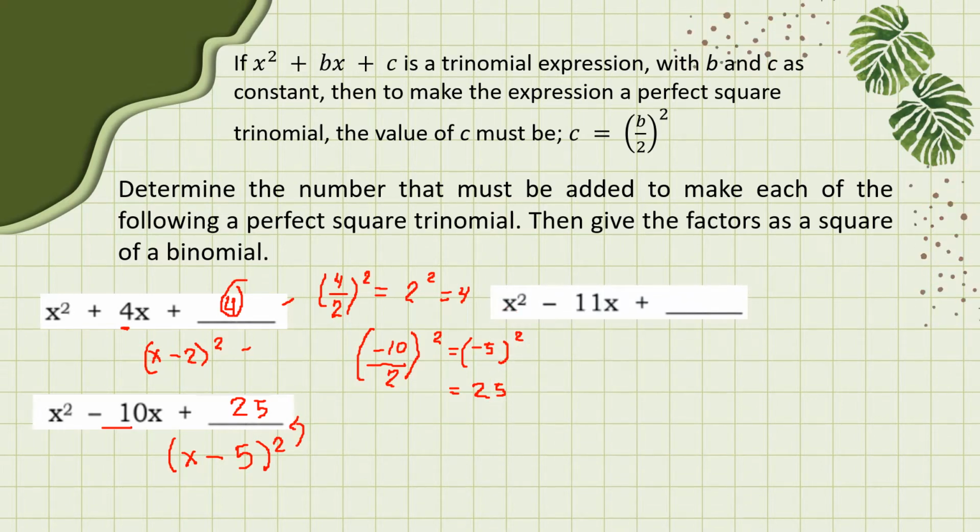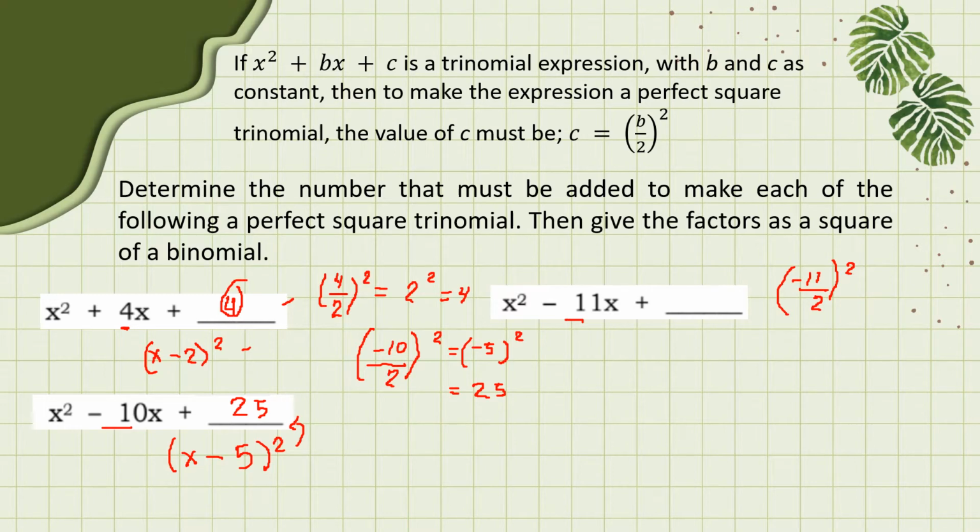Another example. What if ang given natin ay x squared minus 11x plus blank? So mapapansin ninyo, ang b po natin, negative 11, divided by 2, hindi po siya divisible by 2. So wag nyo na pong pahirapan ang inyong mga sarili na magde-decimal point po kayo. So paano po gagawin na maging perfect square trinomial? Just multiply itself. Negative 11 times negative 11, that is equal to 121, divided by 2 times 2, that is equal to 4. Ibig sabihin, ang i-add nyo po dito to make it a perfect square trinomial is 121 divided by 4.